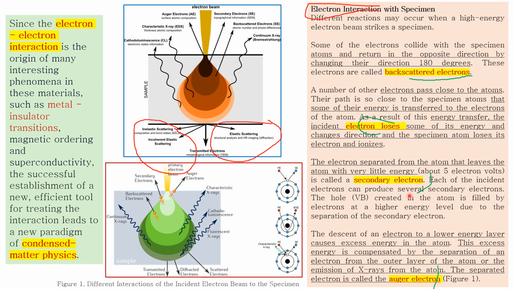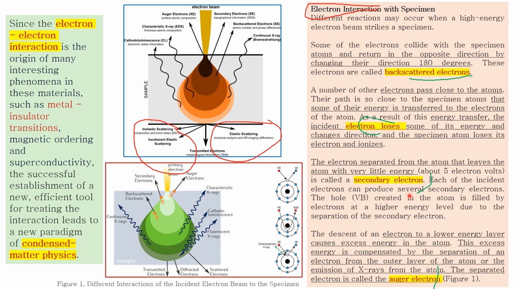And finally, what are Auger electrons? An electron dropping to a lower energy level causes excess energy in the atom. As you know, there are different energy levels. That lower energy level causes excess energy in the atom. This excess energy is compensated by the separation of an electron from the outer layer of the atom and the emission of X-ray from the atom. So this separation is called the Auger electron. So now we understand very clearly.